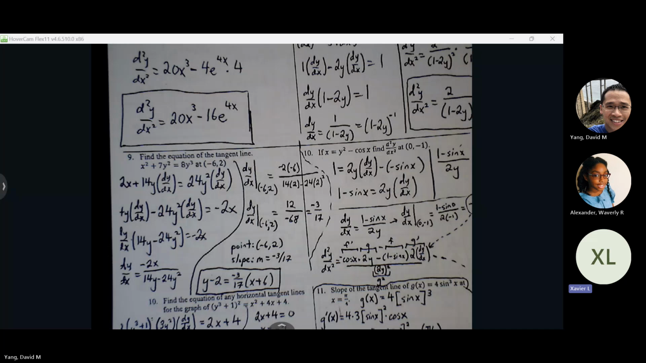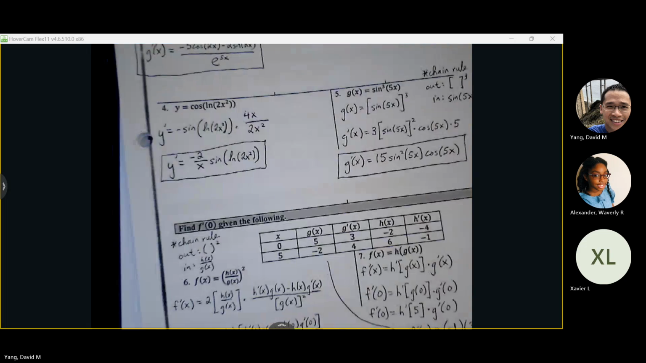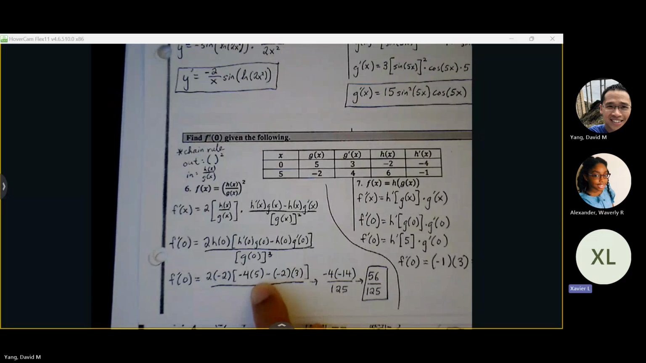Could you go to number 6 on the unit test review? Number 6. Number 2. Or number 2. No, the worksheet number 2, sorry. Number 6 on the worksheet number 2. Okay, this one here. Yes, yes.